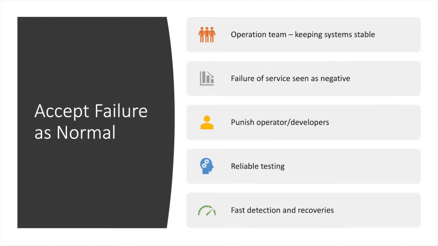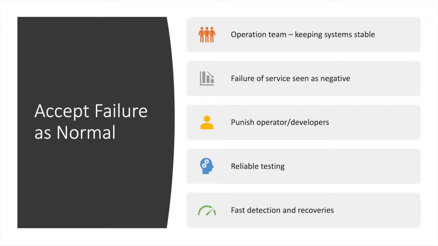Now, the second important key pillar of the DevOps philosophy is accepting failure as normal. If you remember, for the operations team, the main goal was to keep the systems stable. If there was a failure, say a failure of a service, it was seen as negative by the organization. And in many cases, the developers or the operators, whoever made the mistake that brought the service down, might be punished. That was the organizational culture before DevOps.